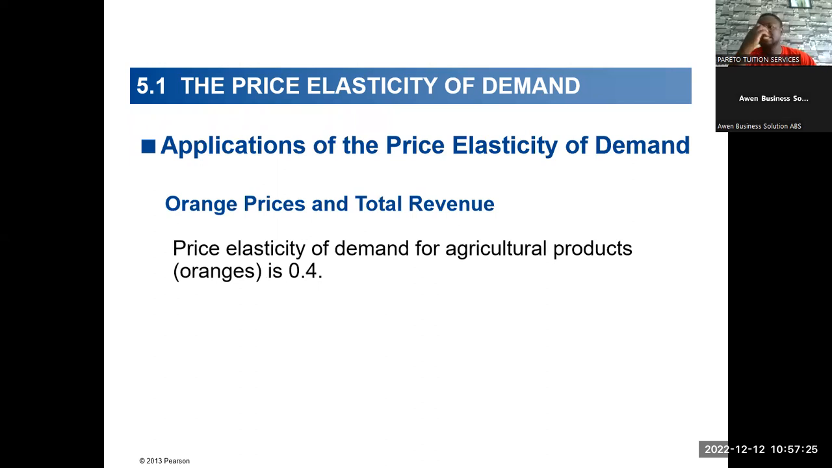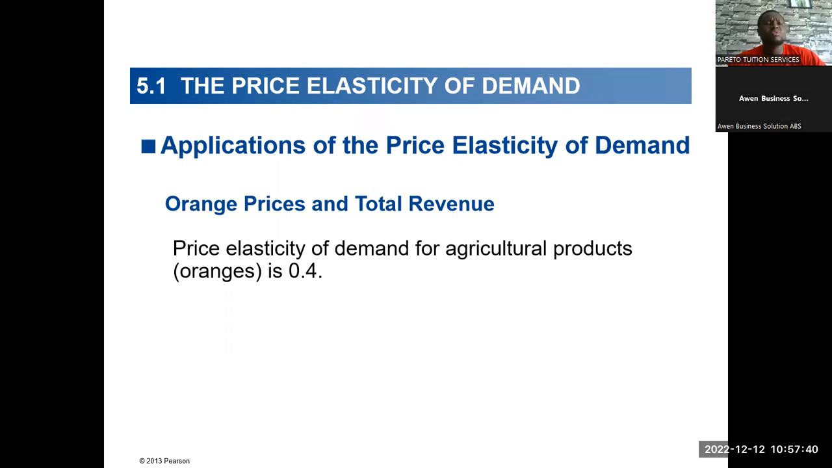Let's look at the application of the price elasticity of demand. Now, as I said earlier, businesses need price elasticity so that they know how to price their commodities. It will help you know how to charge prices just to increase your revenue.